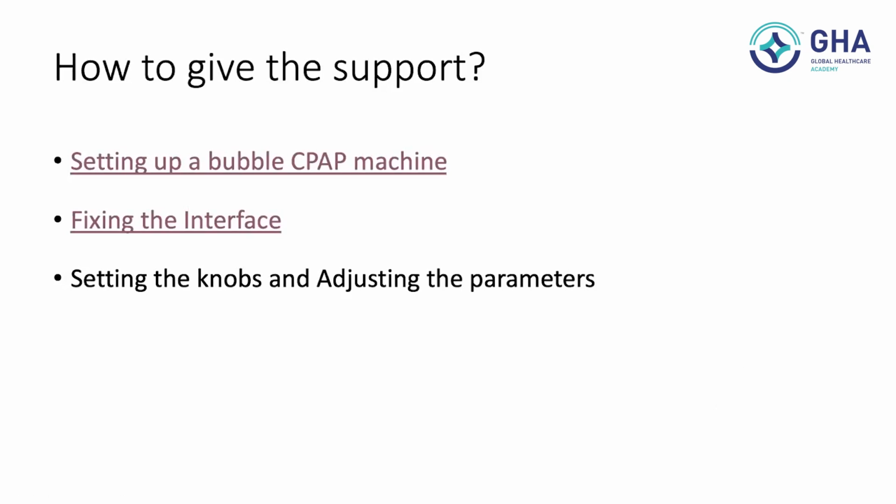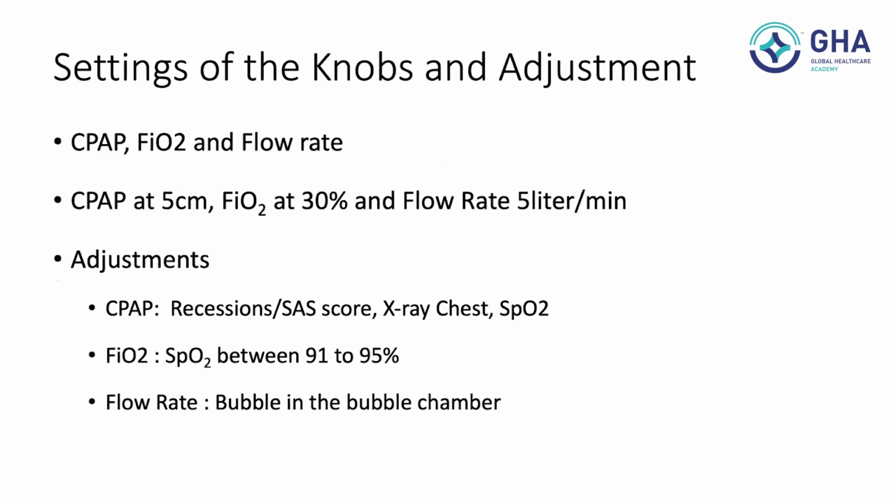And we start with a flow rate of 5 liters, pressure of 5 centimeters, and FiO2 of 30% to start off with. So once you do that, as you've seen in this baby, we have started with a PEEP of 5, CPAP of 5 pressure, FiO2 of 30%, and flow rate of 5 liters per minute.